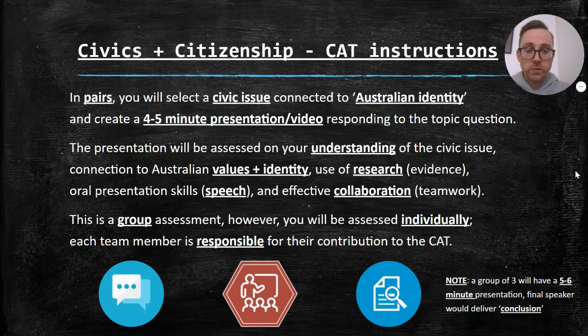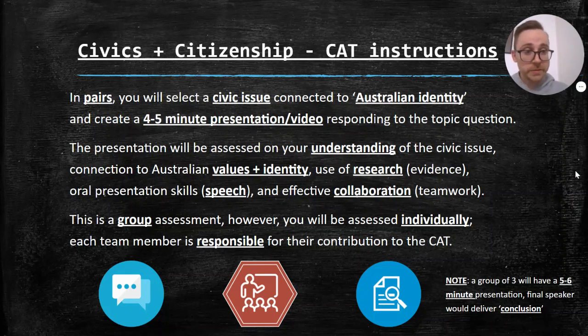The presentation will be assessed on your understanding of the civic issue, your connection to Australian values and identity, our overall topic for term 1, your use of research, so the level of evidence you have, how detailed is it, how many examples do you have, is it reliable research from reliable sources, or does everything come from Jono's Weebly from year 3 at Sindel South Primary, something like that. Oral presentation skills, so are you presenting something that's very engaging and interesting to listen to, or are you just staring at your notes the entire time? And then effective collaboration, which really we're assessing in class and in the assessment. Do you work well as a team? Have you used class time effectively to prepare, to plan, to research? Or have you been arguing or not using time and playing silly games in class?